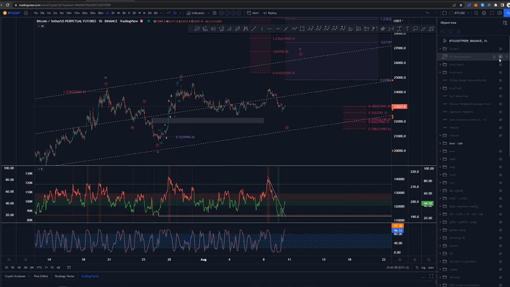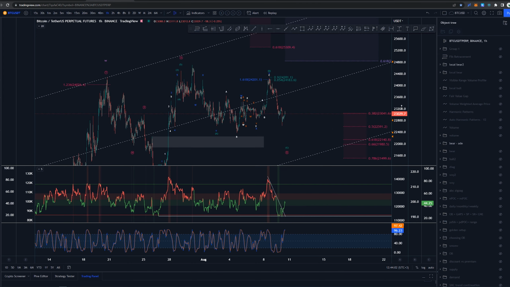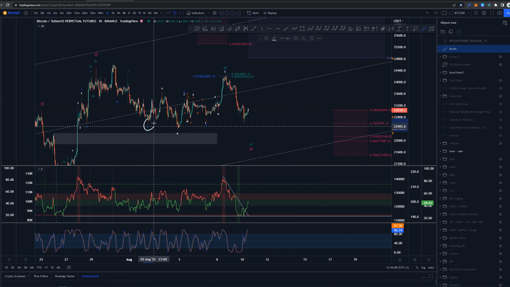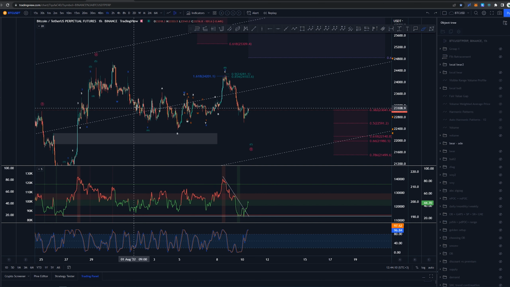Let me see, what do I have? What's the main count at the moment? Probably this one, in which we are again looking at a 3-way structure here into W, 3-ways into X, 3-ways into wave Y to create wave A here.